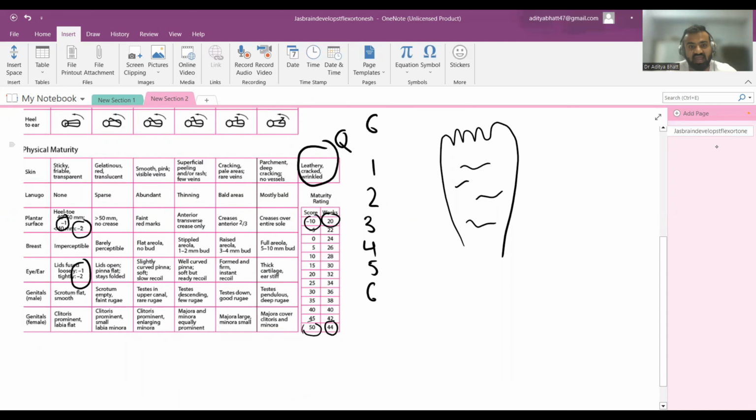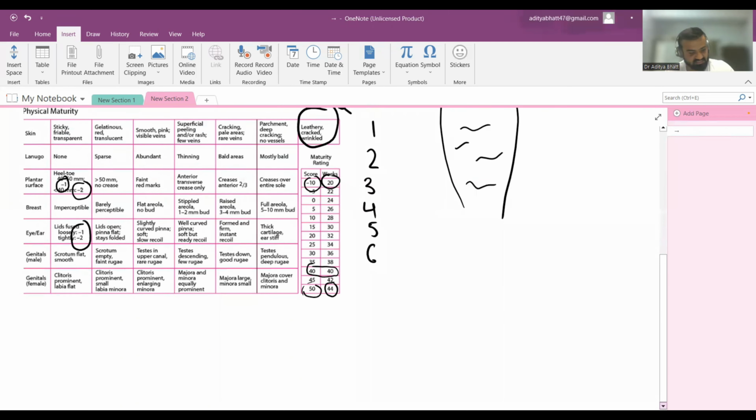The next question is at what age is the Ballard score equal to the weeks? So at 40 weeks, the score is equal to the age of gestation. At 40 weeks, the score is equal to the age of gestation. So this is the other thing that you have to remember.